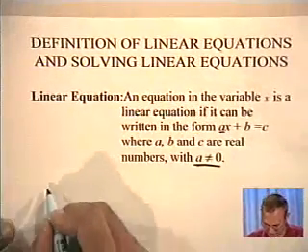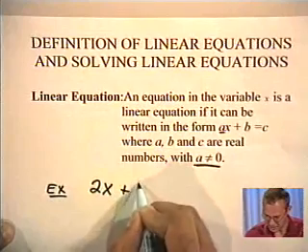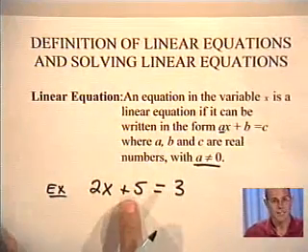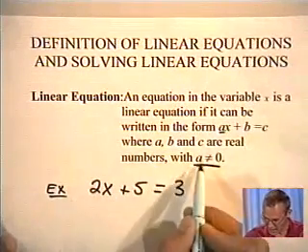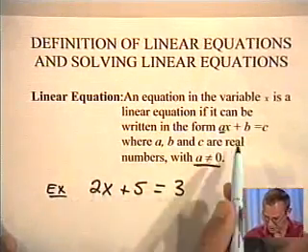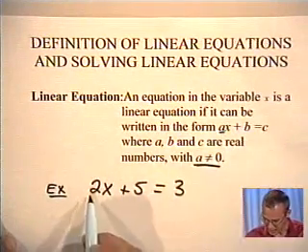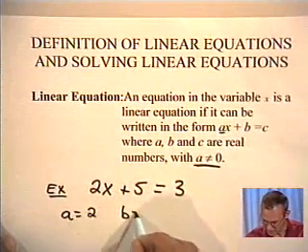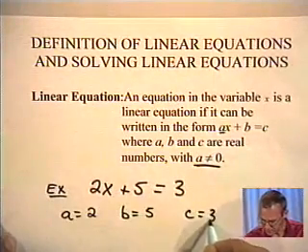Let's just do an example. 2x plus 5 equals 3. This is a linear equation because it satisfies our definition. Notice our a is not equal to 0. And let's distinguish our a, b, and c. Our a is 2, our b is 5, and our c is equal to 3.